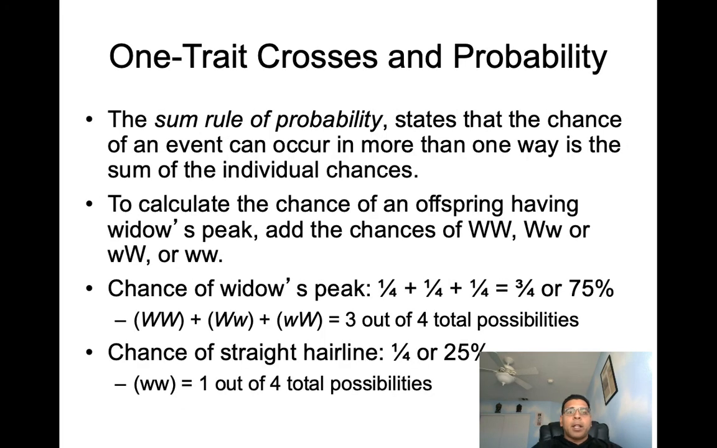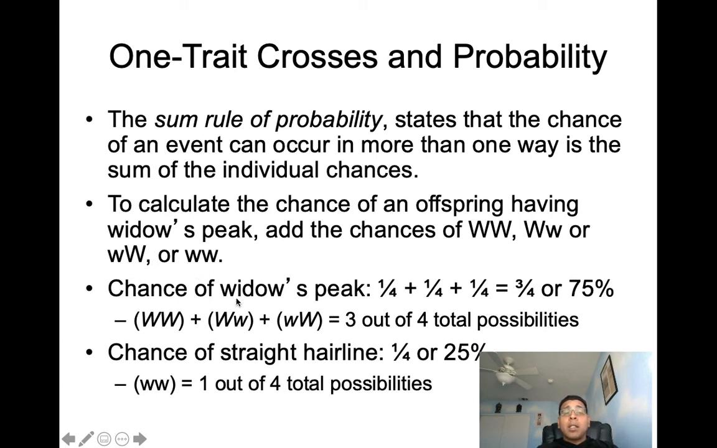All right, next then let's check out the sum rule of probability. The sum rule of probability states that the chance of an event that can occur in more than one way is the sum of the individual chances. To calculate the chance of an offspring having a widow's peak, we're going to add the chances of a capital W, lowercase w, or lowercase w, capital W, or lowercase w.